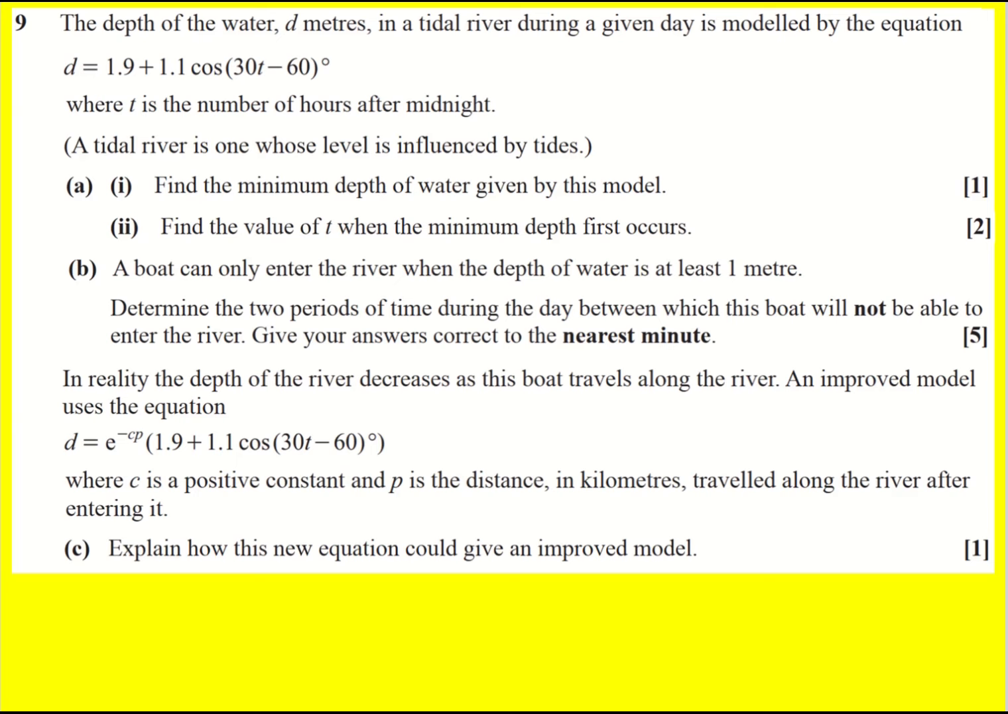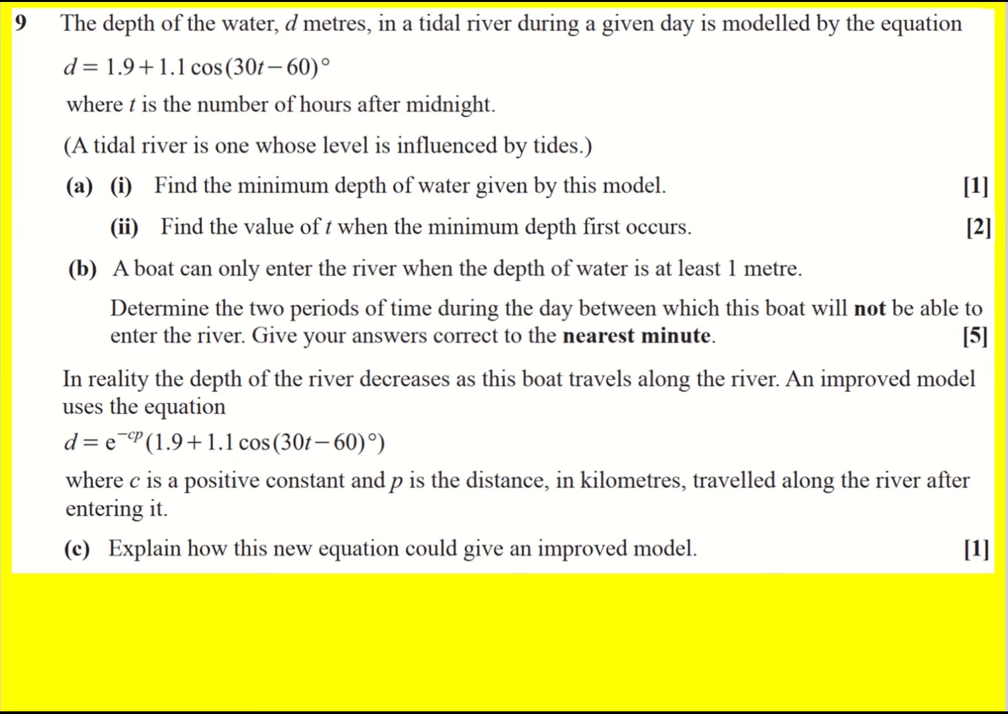A modeling question in trig. The depth of the water in a tidal river, which is one whose level is influenced by tides, during a given day is modeled by this equation. t is the number of hours after midnight. Find the minimum depth of the water given by this model.